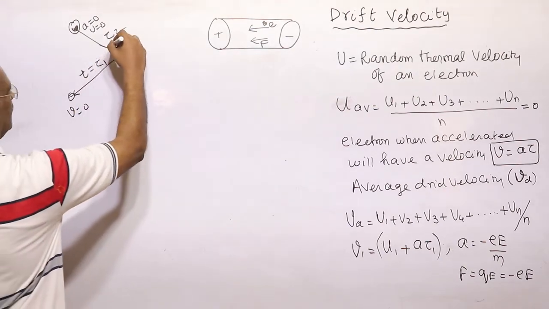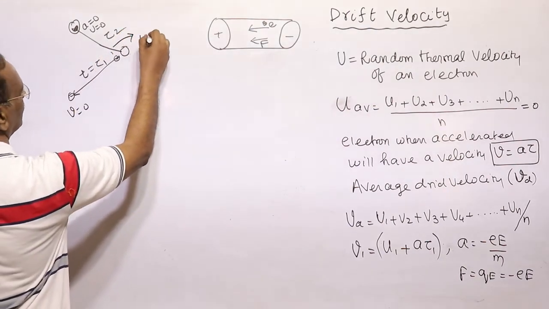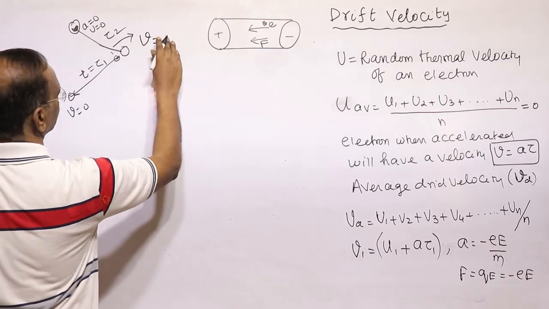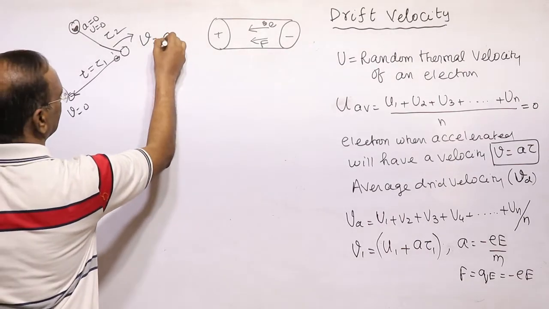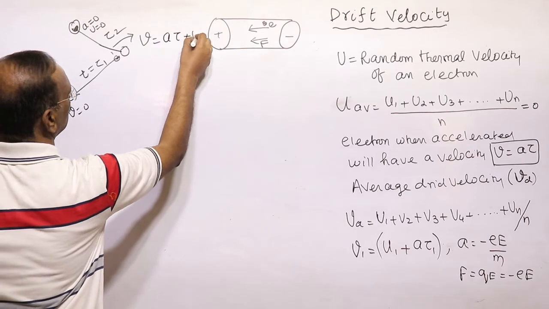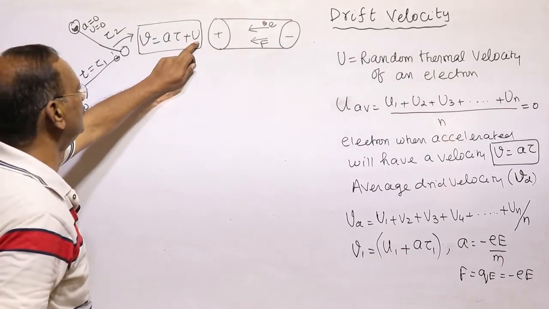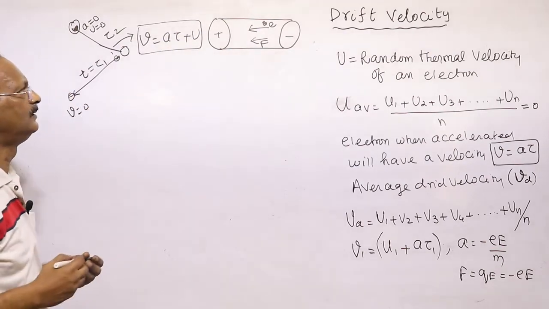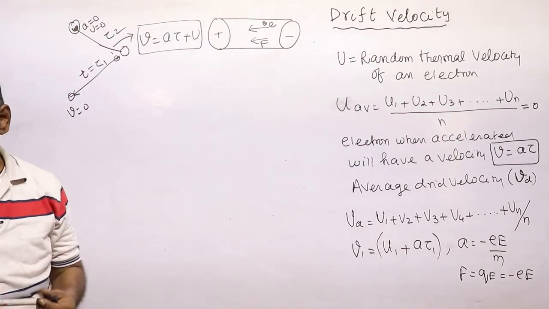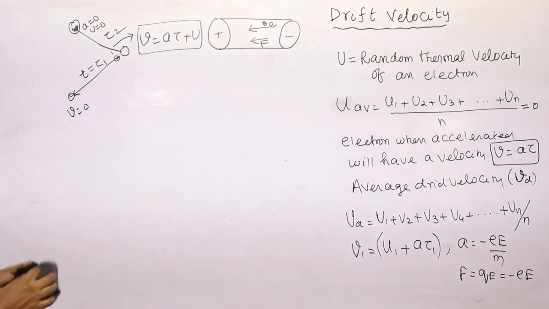And what is the velocity acquired by one electron? V is equal to the acquired velocity, E into tau, plus U, because the net velocity is equal to the thermal velocity plus the velocity acquired due to the applied electric field. So we can write it in this way.